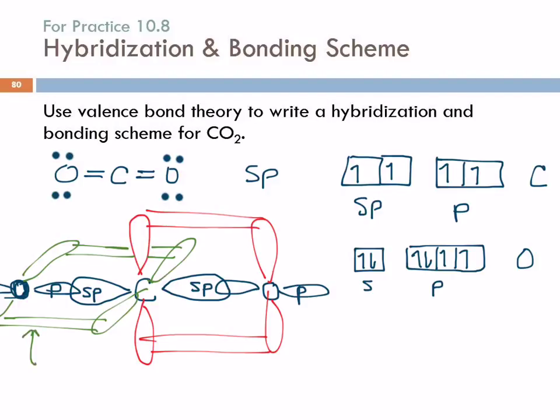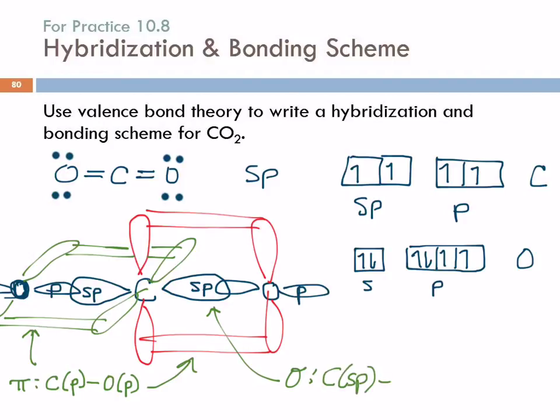What do we label this green one? Sigma or pi? Pi. So pi on the carbon, what's overlapping with that? P, and on the oxygen, it's also p. Is the red one going to be the same? Yeah, it is. And then we've got this guy in the middle. And what are we going to call that? Sigma: carbon's sp overlapping with oxygen's p orbital. Okay?